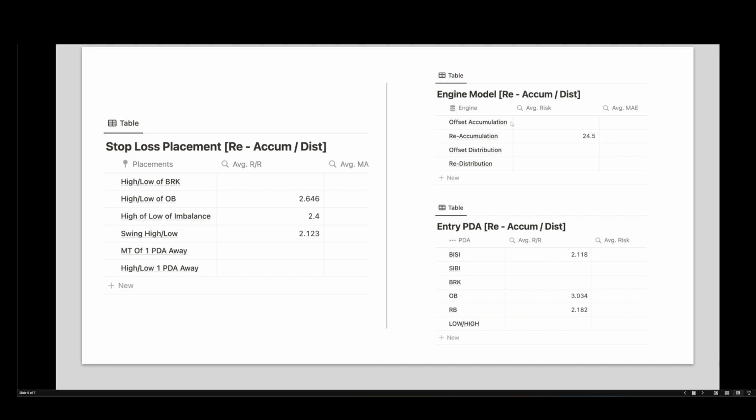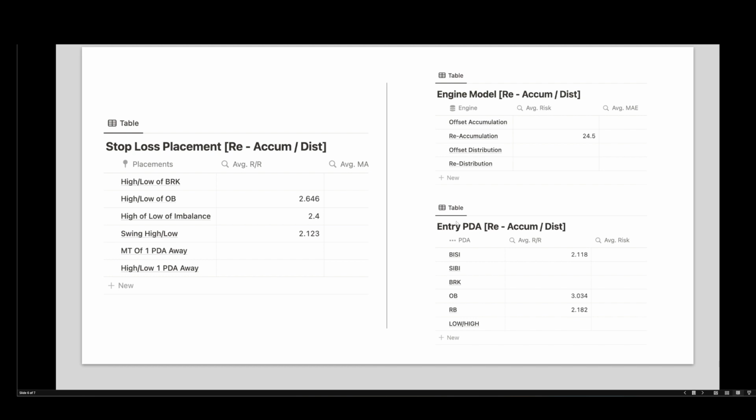Do we see more success during offsets, right? If our model includes the use of an offset, or do we find ourselves being more in the first leg of a reaccumulation during an MMXM, right? And so we track how much we risk during an offset or a reaccumulation or redistribution engine model, and then we track our MAE, and then we pair this with the stop loss placement, and then we're able to find a better placement for our stop, right?